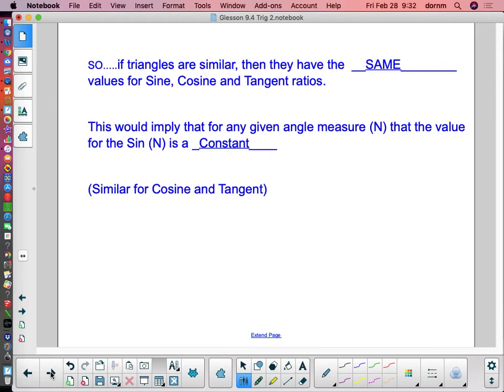So cutting ahead to what we're doing today, some of these notes are already filled out, some of these are repeats because it's important to have the repetition. Okay? But I got some fill in the blank here today. If triangles are similar, they have the same, first blank you fill in, same value for sine, cosine, and tangent. Which implies that for any given angle measure n, the value of sine of n is a constant. Your second blank.